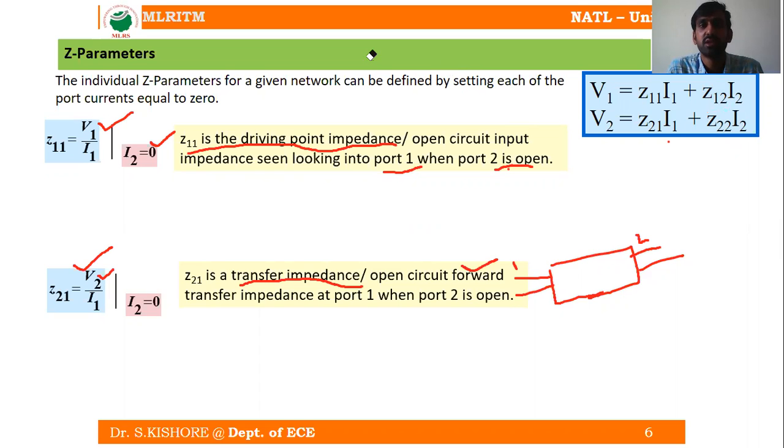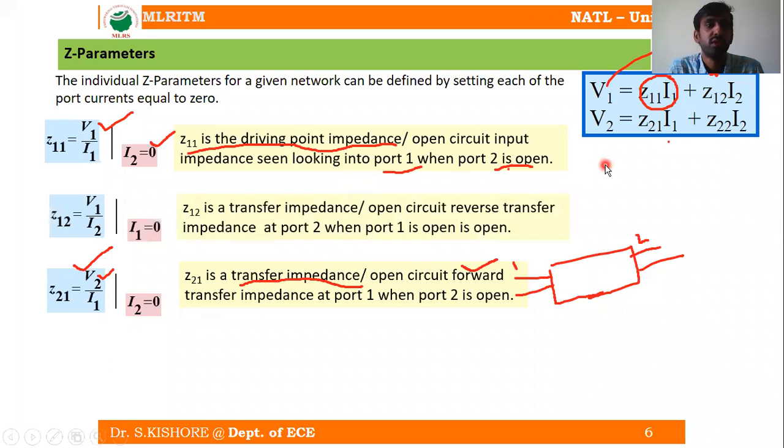If I1 is equal to 0, from the first expression, what can we write? If I1 is equal to 0, this term is going to be equal to 0. So that means V1 is going to be equal to Z12 into I2. So we can find the value of Z12 is equal to V1 divided by I2, at I1 equal to 0.